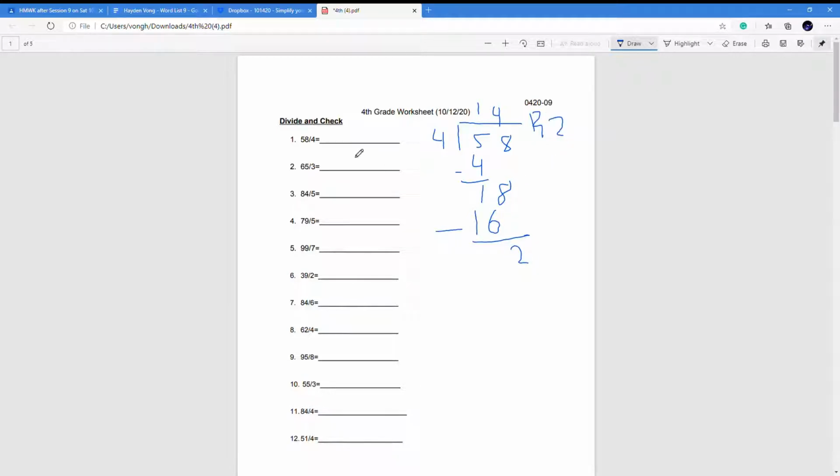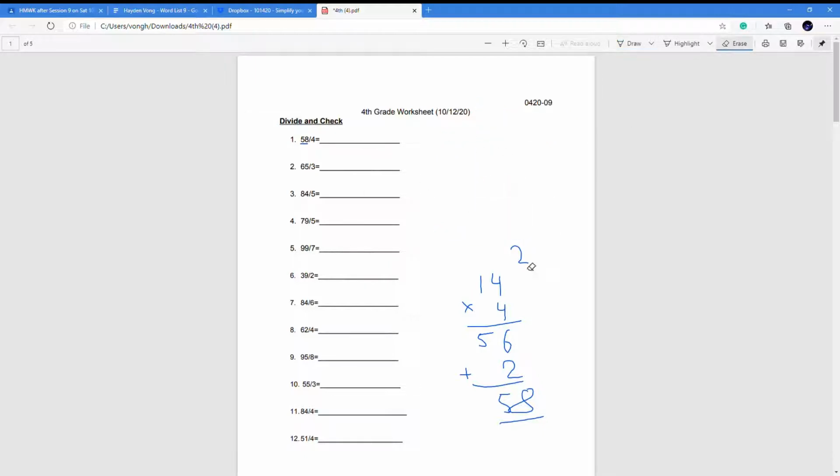Now to check, you take the 4 from here and you multiply it by your answer first. So it's 14 times 4, which is 56. And then you take your remainder and add it to your product. You get 58. Now you notice that this 58 is right here too. So whatever answer you get, you multiply it by the divisor and add the remainder, and that's how you check. If this answer is the same as this number right here, then you're correct.